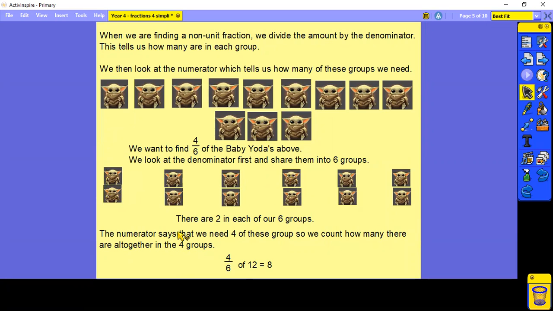So the numerator says that we need 4 of these groups. So we count out how many there are altogether. 4/6 of 12 equals 8, because there were 8 baby Yodas in our 4 groups.